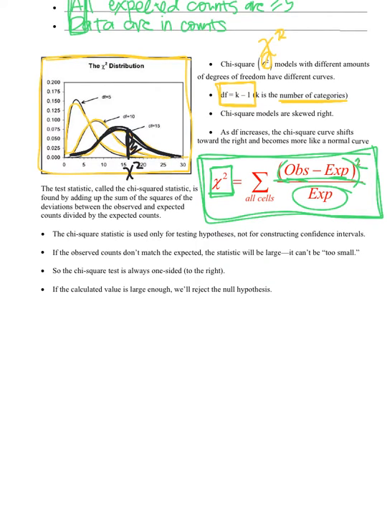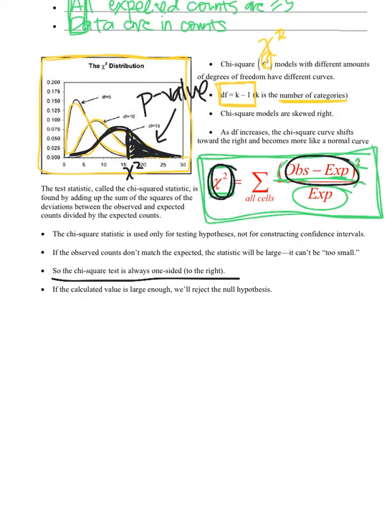our p-value would be this area to the right, and it's always going to be to the right. Because as the deviations from the expected gets larger, the chi-square gets larger. There's no way for it to kind of deviate to the left. It always kind of deviates to the right. So if the observed counts don't match the expected, that test statistic chi-square will be too large. It can't be too small.